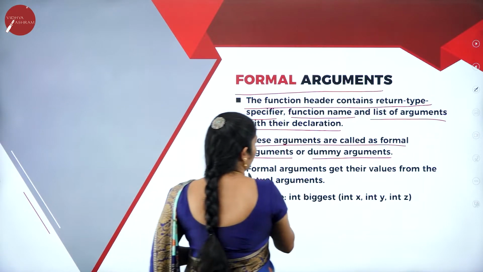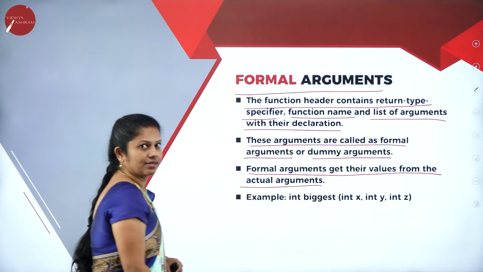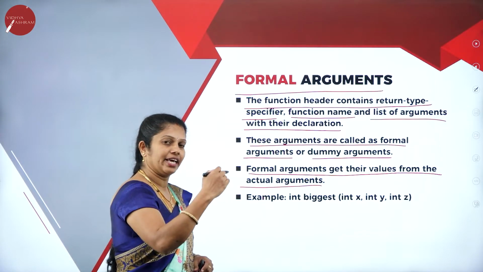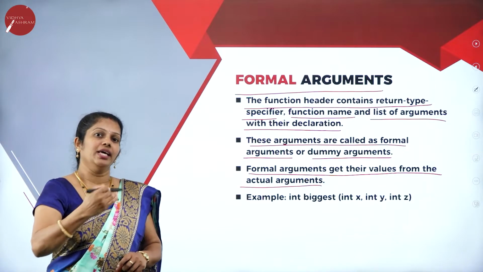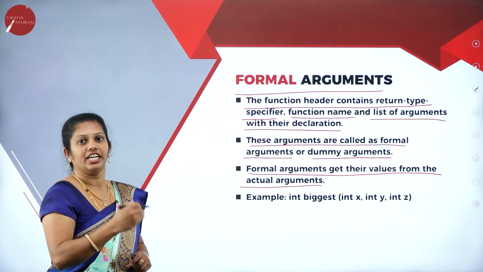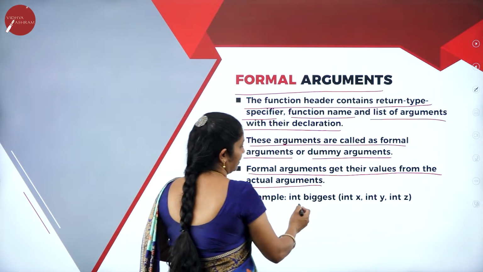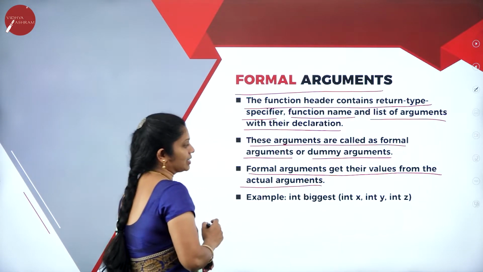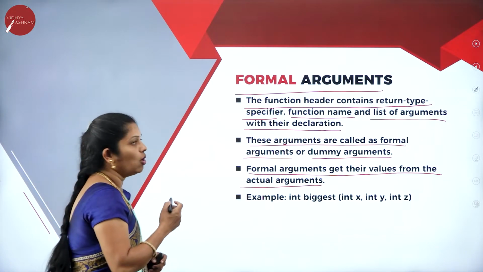The formal arguments get their values from actual arguments. Whatever data or parameters we are using in the main program can be called actual arguments. The same variables, of which we take a copy and work on, can be called formal arguments. For example, int biggest, int x, int y, as well as int z. These are the formal arguments.